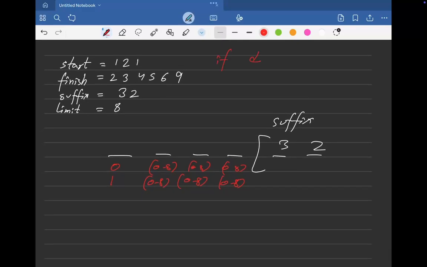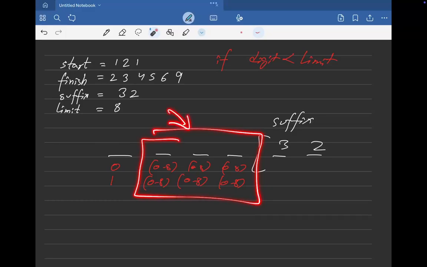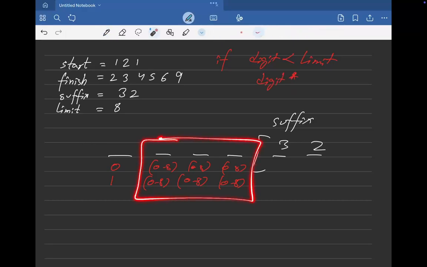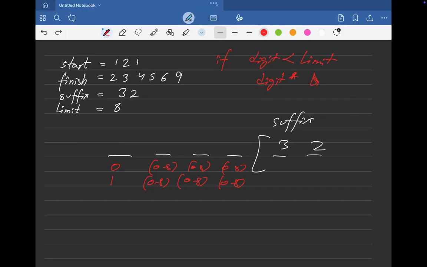If my digit is less than the limit, then what I will do, I will place in the remaining cells. What are the remaining cells? First of all, since we have 2 digits, we have 2 different choices. So I will write digit multiplied by the remaining slots, and since this is 8 raised to power 3, we have 8 raised to power 3 slots. So what is 8? It is the limit. So I can write it like this: limit raised to power 3. So how do we figure this out?